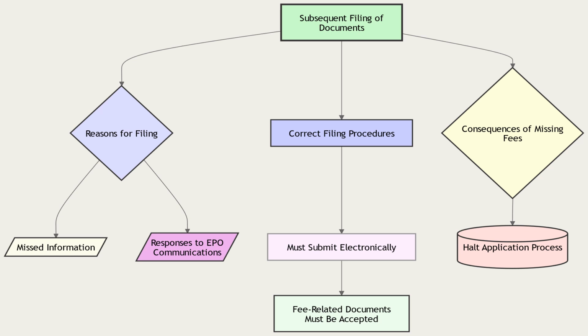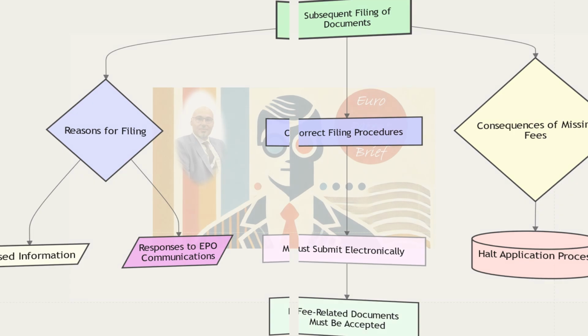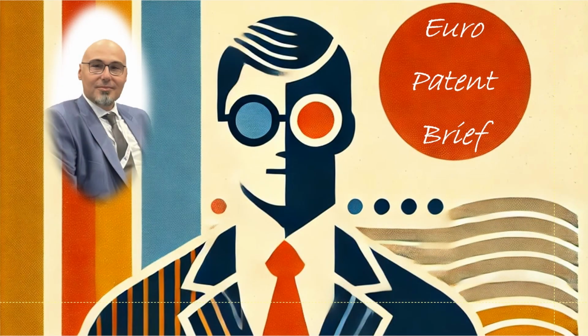Electronic formats. Any debit orders for fees due must be submitted in an accepted electronic format. This rule applies regardless of how you filed the application itself. It's crucial because missing a fee payment can halt your application process. Take a moment here. Think about how you'd handle submitting additional documents. Have you prepared for this possibility? Do you know the rules for electronic filing?